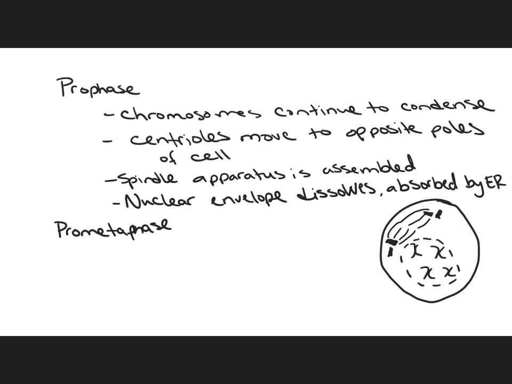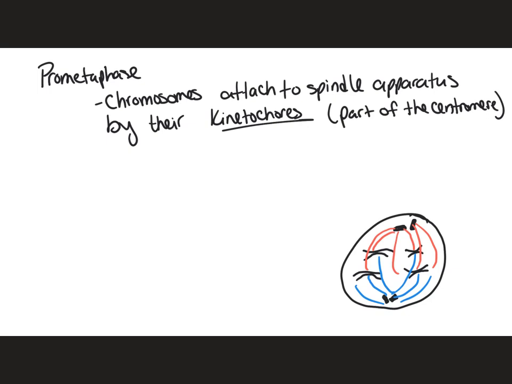And in prometaphase, the chromosomes are going to become attached to the spindle apparatus by their kinetochores. And the kinetochores are part of the centromere. The centromere is going to be that inner portion where it kind of thins at the waist, and they're connected, and they are going to start connecting to that spindle apparatus. So as these chromosomes attach to the spindle apparatus, they're going to be oriented in such a way that the kinetochores of sister chromatids are attached to microtubules from opposite poles. And so you can see how I've drawn them here.